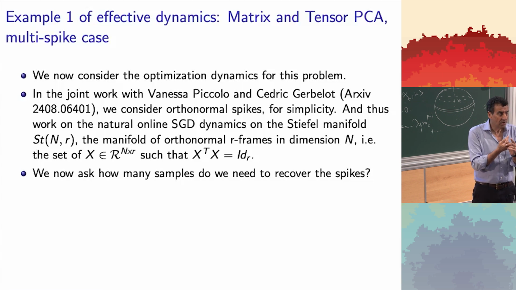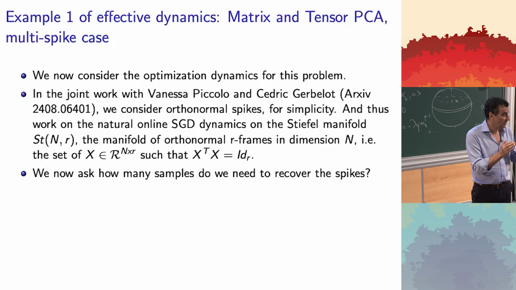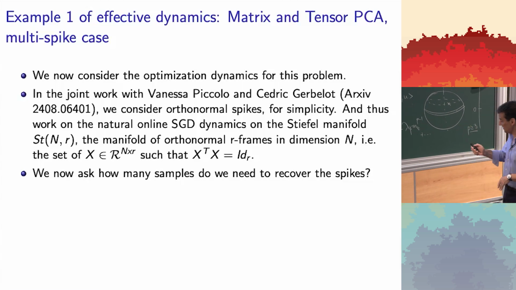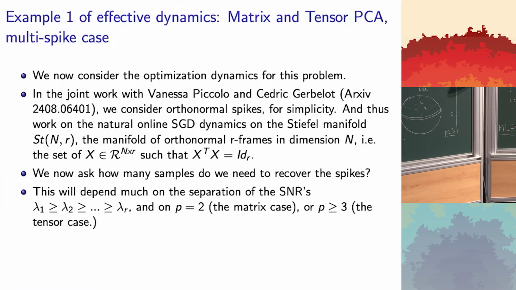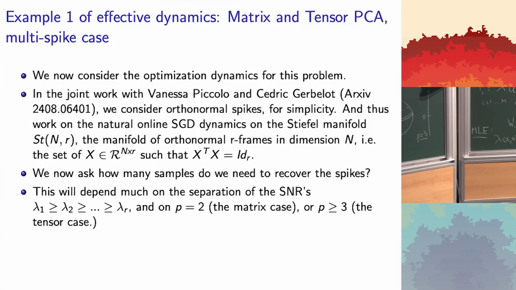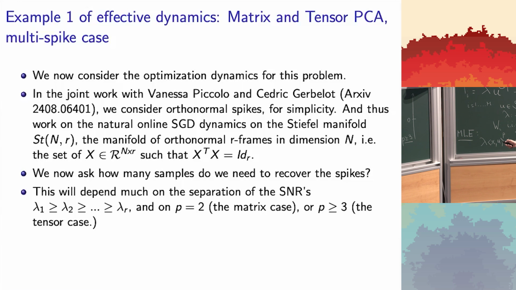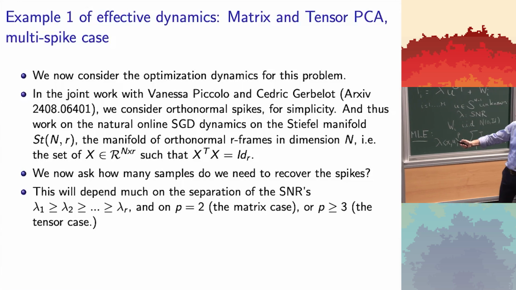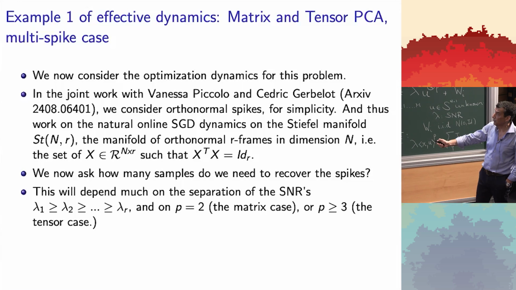There is still an element here, which is the strength of the signal-to-noise ratio for the different signals. So this will depend on the separation of the signal-to-noise ratios. I will call lambda 1 the largest signal, lambda 2 the second largest, lambda r the last one, the smallest one. And this will depend whether we are in p equal 2, the matrix case, or p larger than 3, the tensor case.